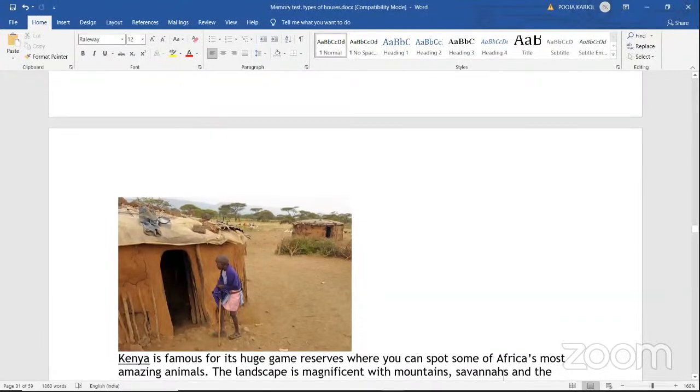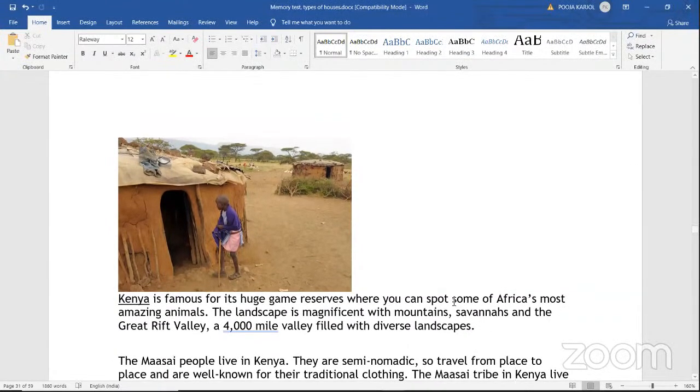Kenya is famous for its huge game reserves, where you can spot some of Africa's most amazing animals. When they say game, they mean animals, hunting. The landscape is magnificent with mountains, savannas, and the Great Rift Valley, a 4,000-mile valley filled with diverse landscapes.